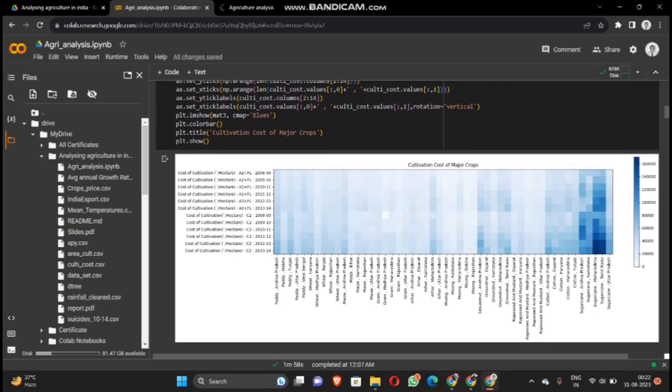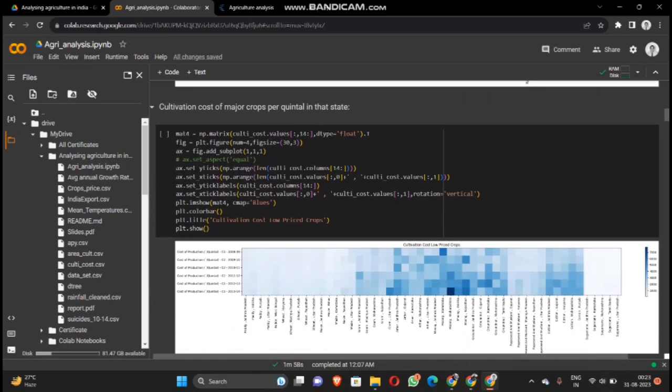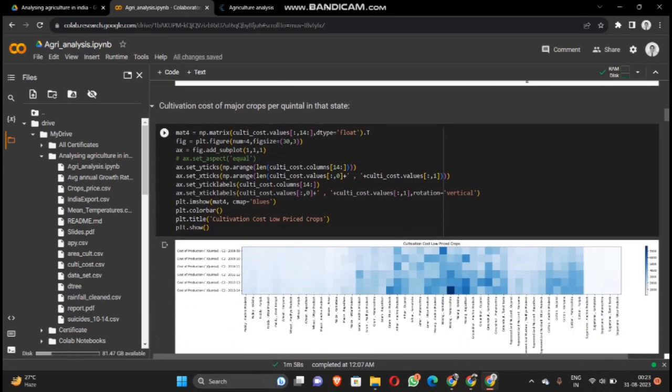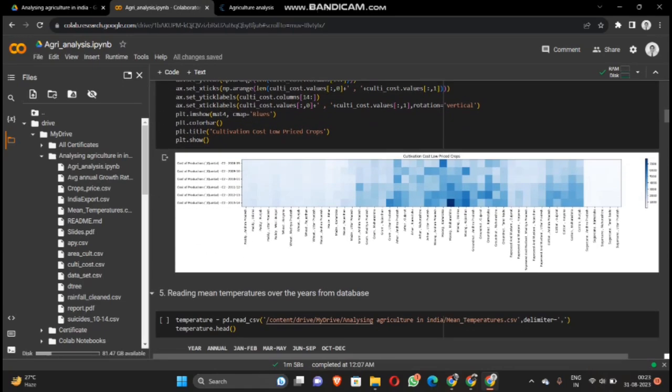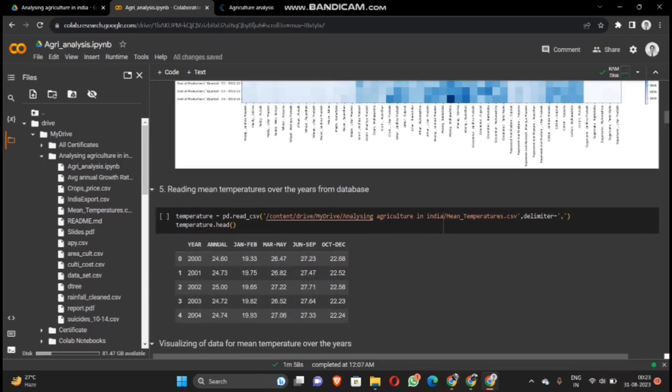Here you can see the cost of cultivation per hectare, A2 plus FL, which is our area, and the yield of the crop. Here is the cost of major crops per quintal in the state, where I am measuring the production of crops per quintal in specific states.